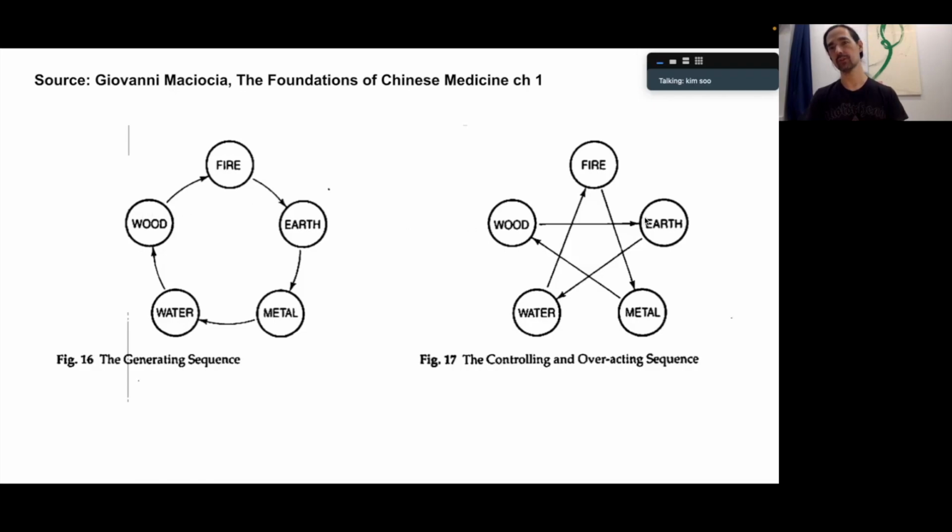And then there's the controlling or overacting, right? So you can think of it as wood holds back earth. Earth holds back water. Earth, the banks of the river, contain the water. Water restrains fire. Fire controls metal, determines if metal is solid or liquid. Metal controls or cuts wood, right? And the wood restrains the earth, like trees and plants, they keep the earth from eroding from the banks of the river.